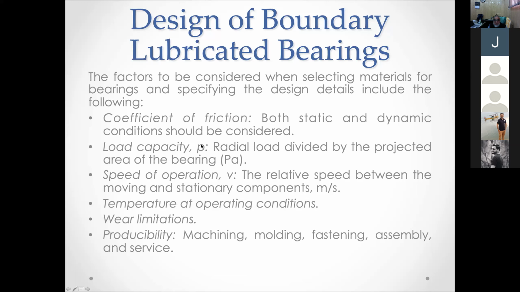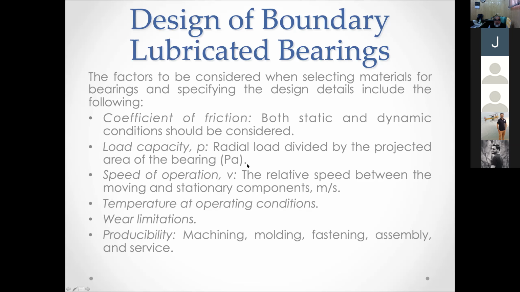Load capacity, P is the radial load divided by the projected area of the bearing. So small p is the radial load divided by projected area, that is Newton, it is in pascals, Newton per meter square. Speed of operation V, which is in meter per second. Temperature at operating conditions, wear limitations, producibility, machining, molding, fastening, assembly and services. So these are the factors which you have to consider when you design plain bearings or boundary lubrication applications.